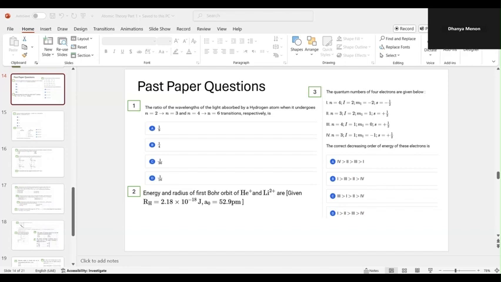the ratio of the wavelengths of the light absorbed by hydrogen atom when it undergoes transition from n=2 to n=3 and n=4 to n=6 is. So you have to find the ratio when they undergo the transition. Okay, so let's get started. I'll just share the whiteboard.